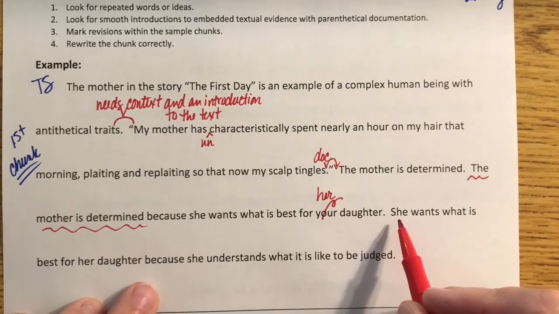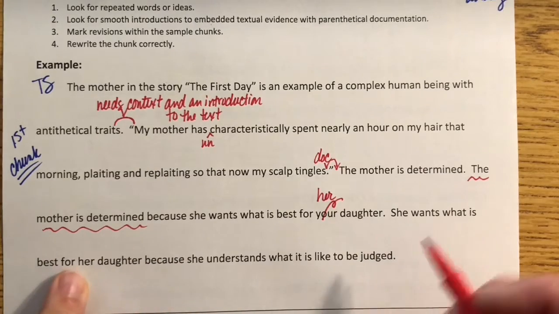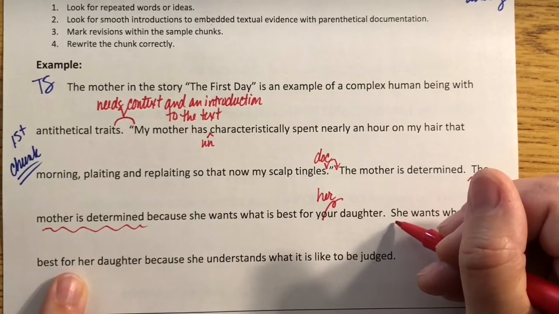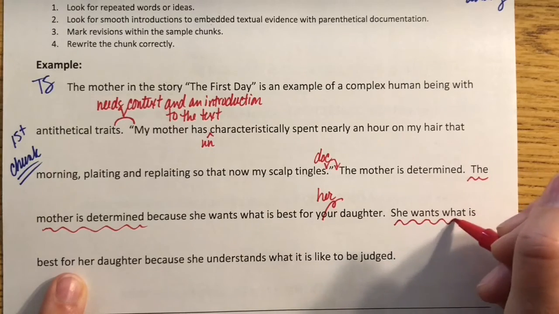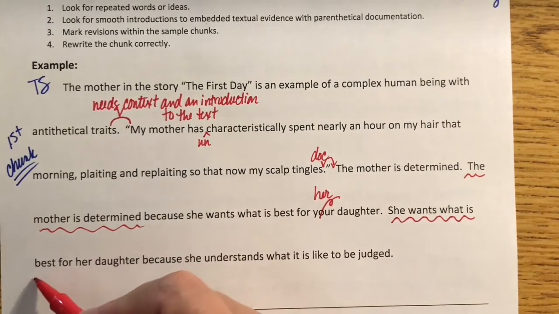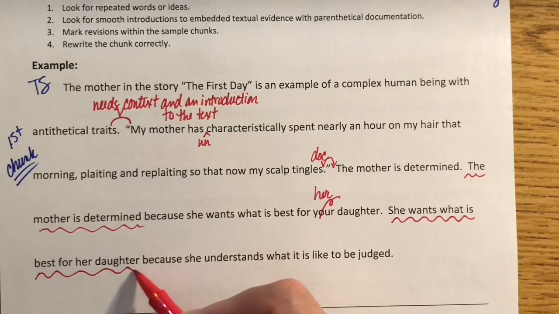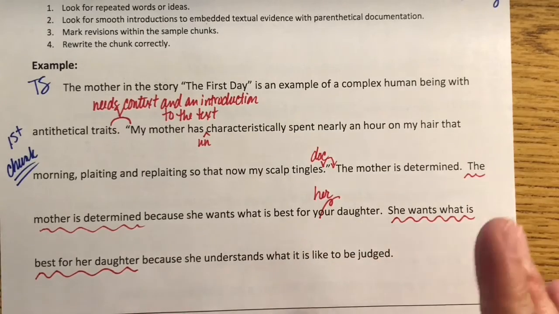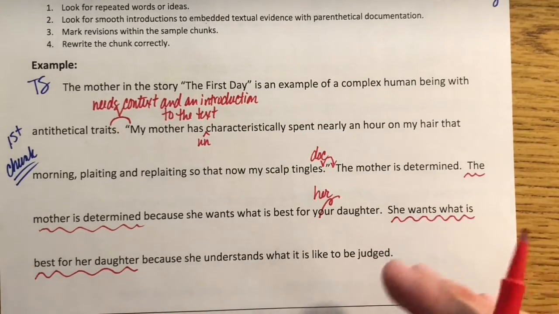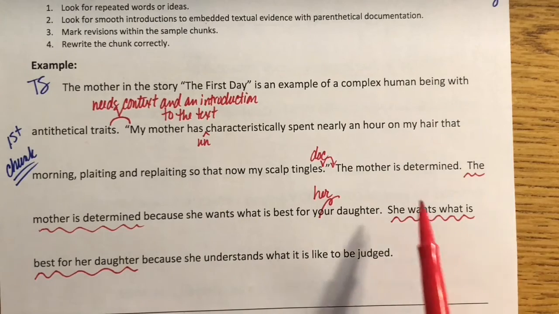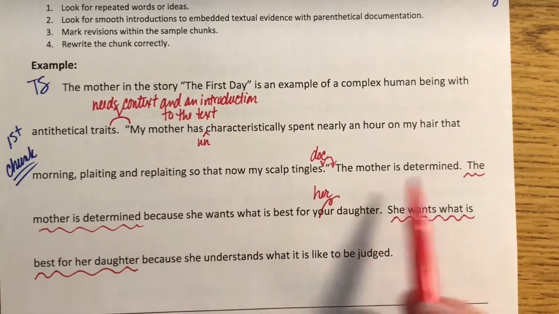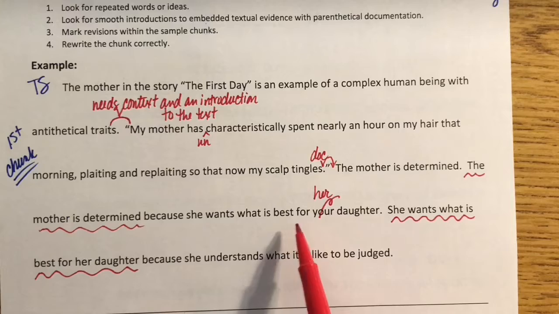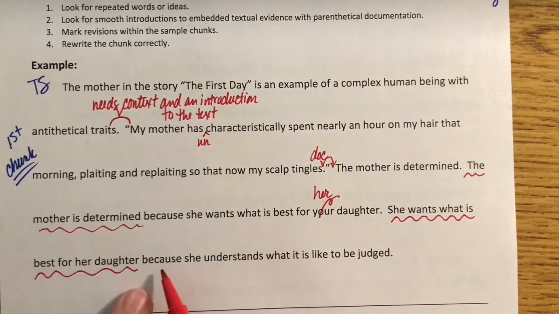Now, let's look at the next sentence. She wants what is best for her daughter. Now, you may be thinking I'm ridiculous for writing it this way, but this is often what I read in paragraphs. They just keep repeating the same words when they could have combined sentences or started it a different way or rewritten the sentence altogether differently. So, the mother is determined. We're going to get rid of that eventually because she wants what is best for her daughter. She wants what is best for her daughter because she understands what it's like to be judged.